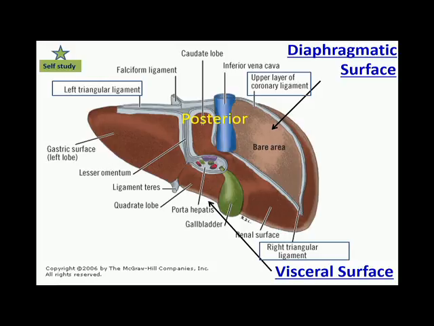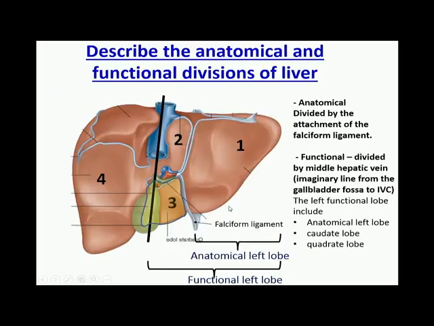It is inside the groove here, deep. So then the liver has a left lobe and a right lobe. Anatomically, the left and the right lobes are divided by the attachment of the falciform ligament. If you draw a line along the falciform ligament, that is your anatomical left lobe, and on the right side is your anatomical right lobe.